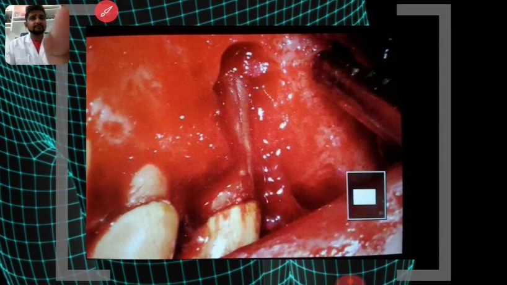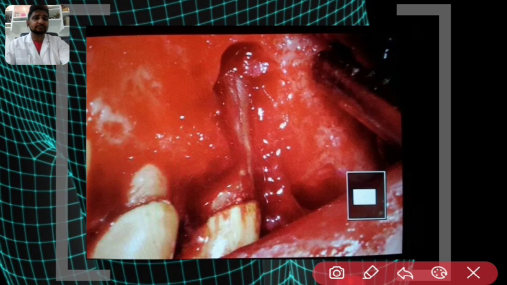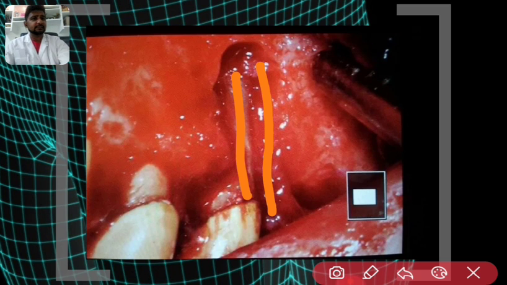And you can very well appreciate, after I cleaned the granulation tissue, where the crack is. You can see the whole line right in the middle. That's a vertical root fracture right there. We did something innovative for this case because the patient was not willing for anything else.